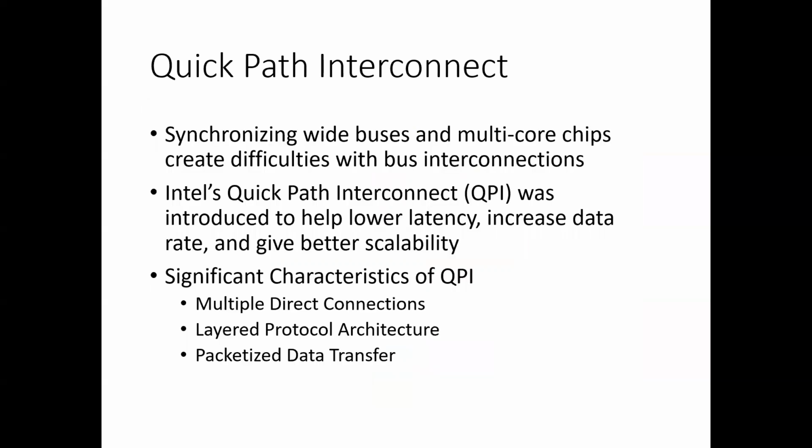QuickPath Interconnect, or QPI, is from Intel, and it was introduced to help lower latency, increase the data rate, and give better scalability. Significant changes of QPI were multiple direct connections, a layered protocol architecture, and packet transfer. In terms of multiple direct connections, there were direct pairwise connections to other components, so they were connected in pairs to one another. The processor level interconnect uses a layered protocol rather than simple use of control signals. And then data are sent as a sequence of packets, each of which has control headers and error control.